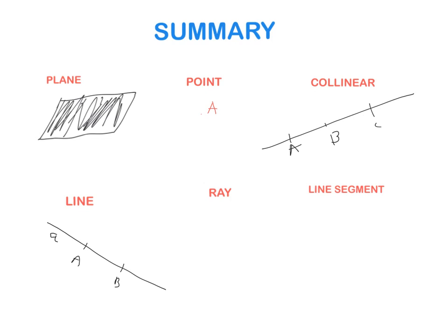The ray, we have just 1 point, the start point, let's say it's X, and it goes through Y, so this is ray XY. Don't forget to write down the bracket. And the line segment, we have the start point and the end point. Let's say it's OT, and this is the symbol for OT.